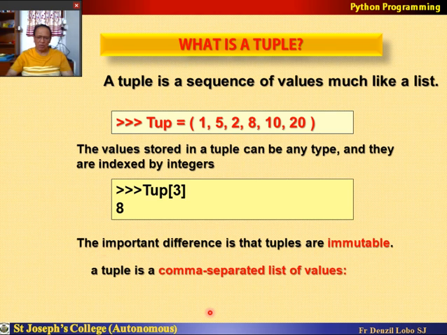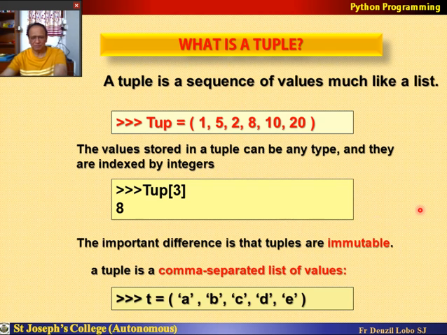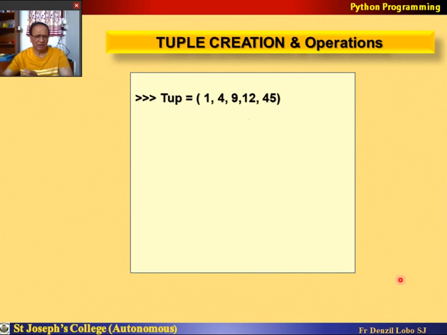And a tuple is a comma separated list of values, so very much like the list. This is how we define a tuple, and then how do we access each element in the tuple. And this point is very important: tuples are immutable. For example, here is one more tuple of alphabets, A, B, C, D, etc. Very similar to lists.